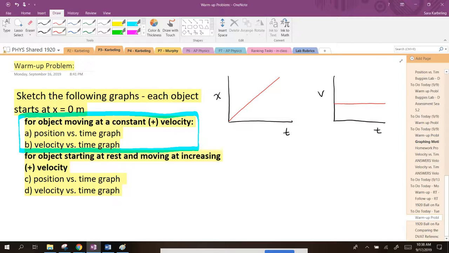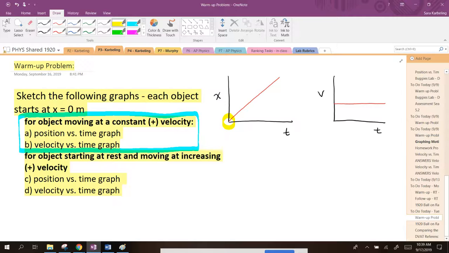Couple quick questions for you. How do you know that it starts right here? Because it specifies, doesn't it, that it starts at 0? Yeah, absolutely. And then it's moving at a constant positive velocity. So how did you know that you needed a graph that looked like this, where the position goes like that? As time goes on, it moves further, right?